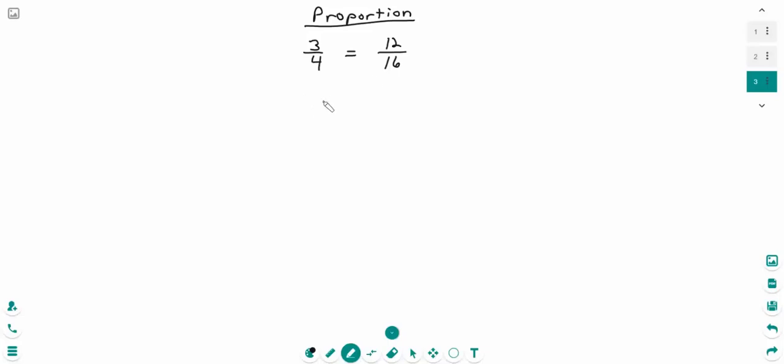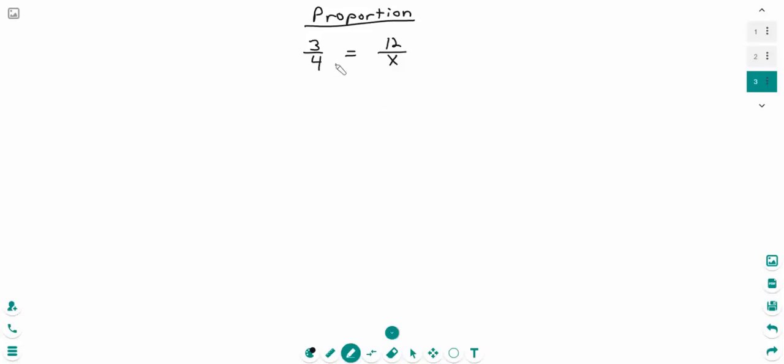And this is important because sometimes they might give you an unknown. What if I don't know this denominator? We'll call it an x, all right? Now we really have an equation with one unknown. And if we recognize that this equation is a proportion, we can now find the value for x fairly easily. And we can do it by cross multiplying.